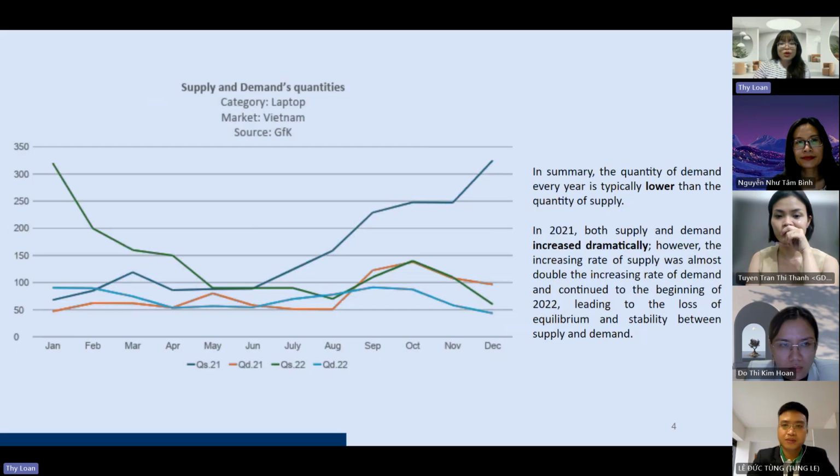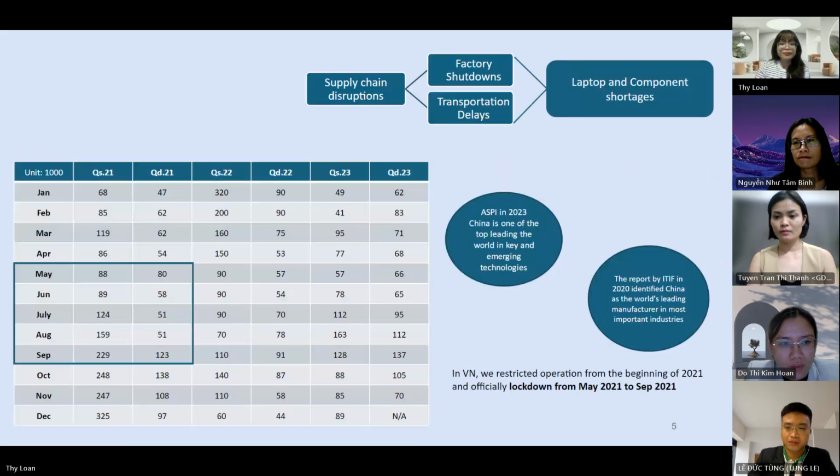Besides, this is a graph showing the numbers summarized by GfK. In conclusion, the quantity of demand every year is typically lower than the quantity of supply. In 2021, both supply and demand increased dramatically. However, the increasing rate of supply was almost double the increasing rate of demand and continued to the beginning of 2022, leading to the loss of equilibrium and stability between supply and demand.